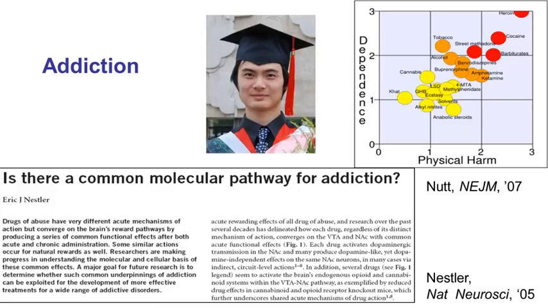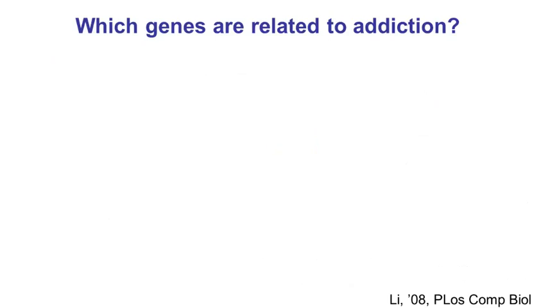Most of this work was done by a talented former graduate student of mine, Chuanyun Li, who is now a faculty member at the Institute of Molecular Medicine at Peking University. To answer this question, we first gathered genes that are related to addiction. Chuanyun read about 1,000 papers and collected all the genes that had been linked to addiction in literature.